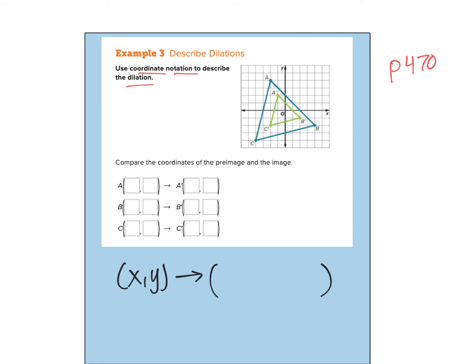So to do that, a really helpful thing is to actually find the coordinates. So here's A. It looks like it's -2, comma 4. I'll fill that in. B is 1, 2, 3, 4, comma -2, I believe.